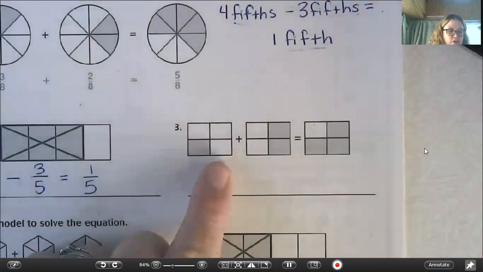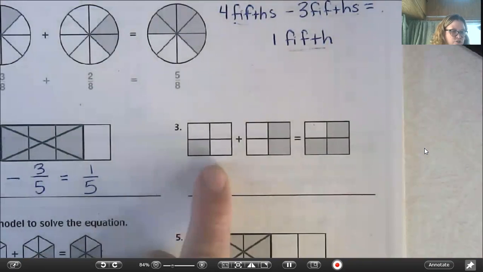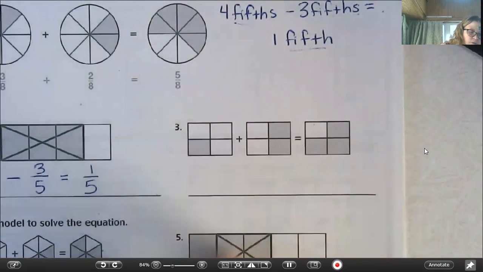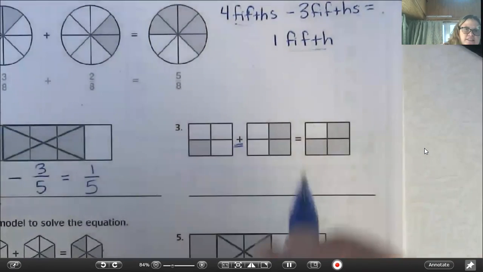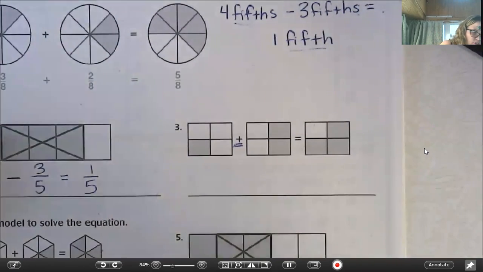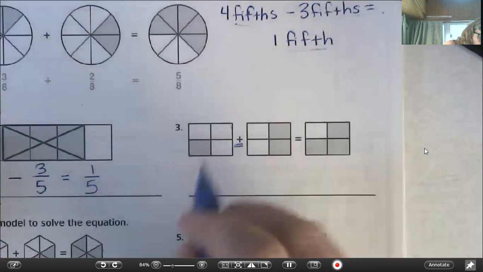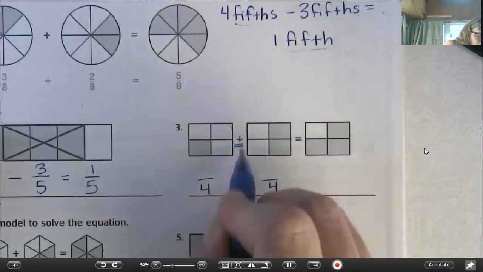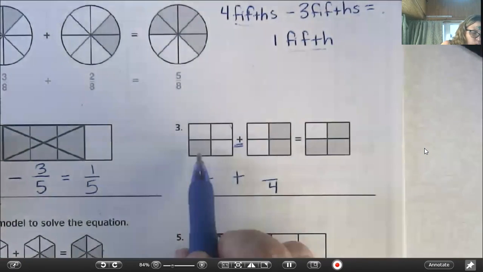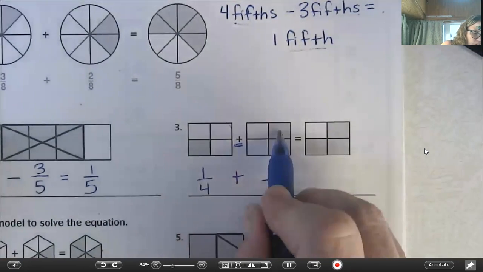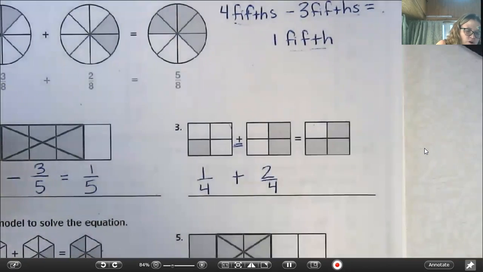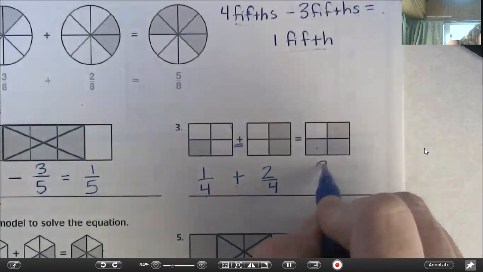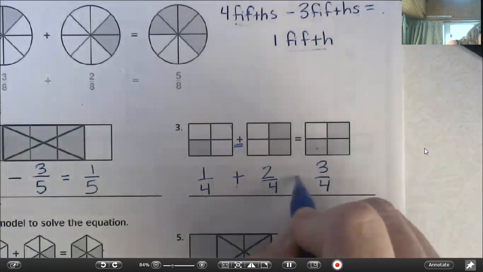Let's look at number 3. Number 3 has two squares that we are going to be combining. Remember this, I'm looking at the sign. This is an adding problem. So I have 1, 2, 3 fourths. I have 4 here and 4 here. I am adding them together. So I have 1 shaded part, and in this one I have 2 shaded parts. So I have 1/4 plus 2/4, and my shaded parts make 3/4.